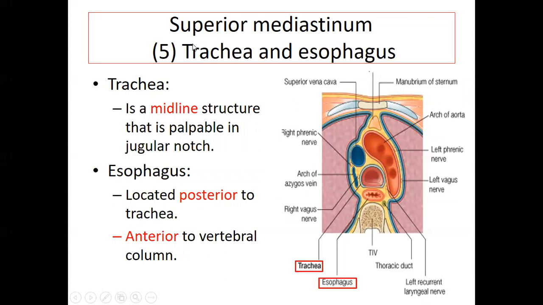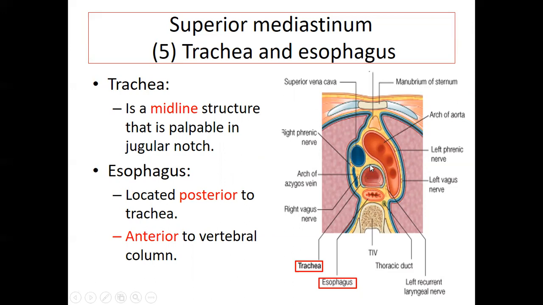The other structures that are also present in the superior mediastinum are the trachea and the esophagus. Sorry, I correct my words. This is the trachea and this is the esophagus. The trachea is located anterior to the esophagus, and at the back of the trachea we have the esophagus. So the esophagus is located behind the trachea. Those are the other two structures present in the superior mediastinum.